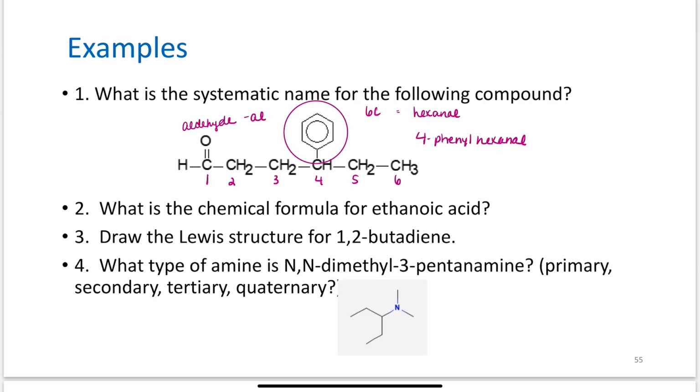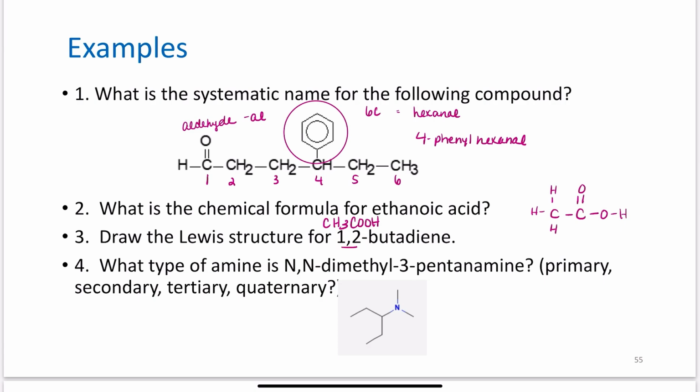Number 2, what is the chemical formula of ethanoic acid? So ethanoic means 2 carbon. Oic acid means carboxylic acid. So I got my carboxylic acid, I got my second carbon, that's all the carbons I need. And there's my formula. CH3COOH, it's the same thing as acetic acid.